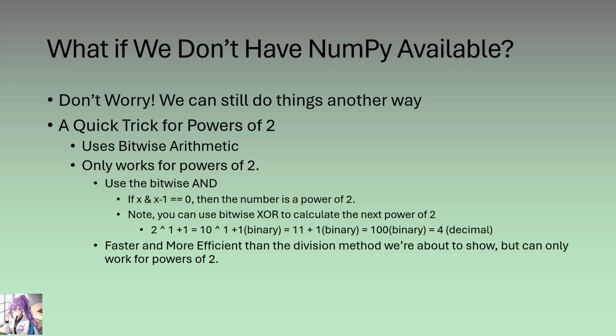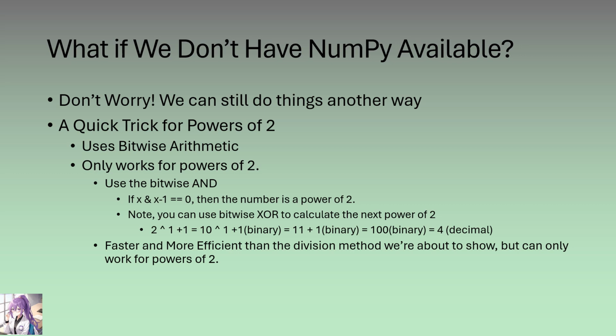You're just going to have to trust me that this works, but try it for yourself. If you know how bitwise operators work, you can work this out on your own. We're going to take that number, and we're going to AND it with that number minus 1. If the result of this operation is 0, it means that the original number is a power of 2.